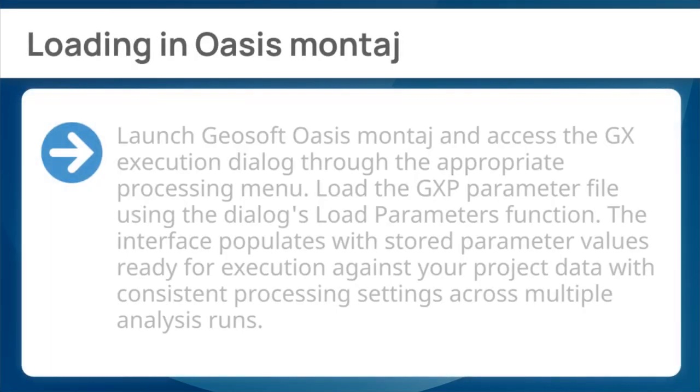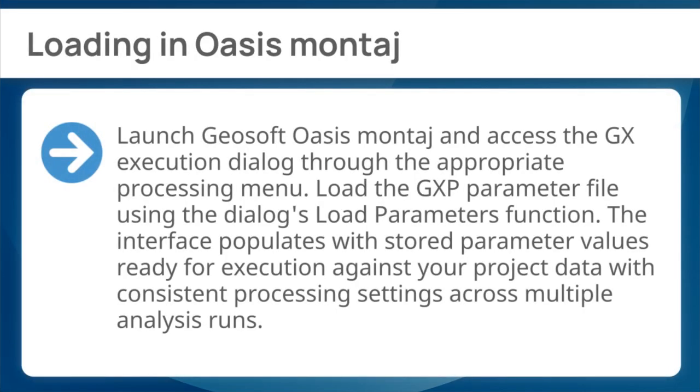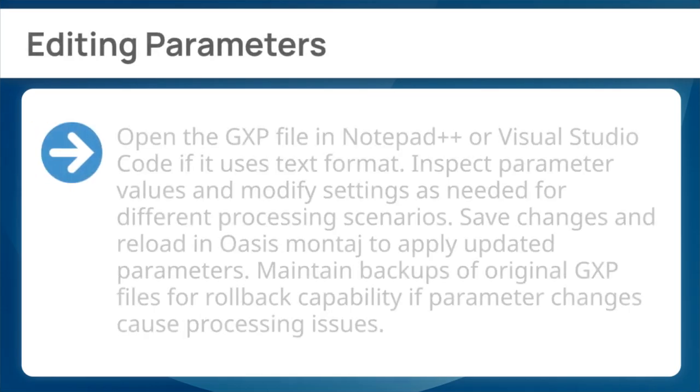First, loading in Oasis Montaj. Launch Geosoft Oasis Montaj and access the GX execution dialog through the appropriate processing menu. Load the GXP parameter file using the dialog's Load Parameters function. The interface populates with stored parameter values ready for execution against your project data, with consistent processing settings across multiple analysis runs.